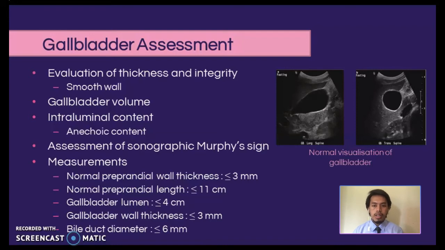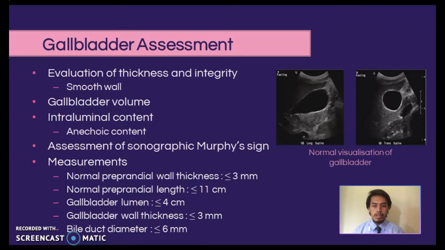Also, measurements are taken from the gallbladder, such as normal preprandial wall thickness, which is less than 3 mm, normal preprandial length less than 11 cm, normal gallbladder lumen less than 4 cm, normal gallbladder wall thickness less than 3 mm, and normal bile duct diameter less than 6 mm.